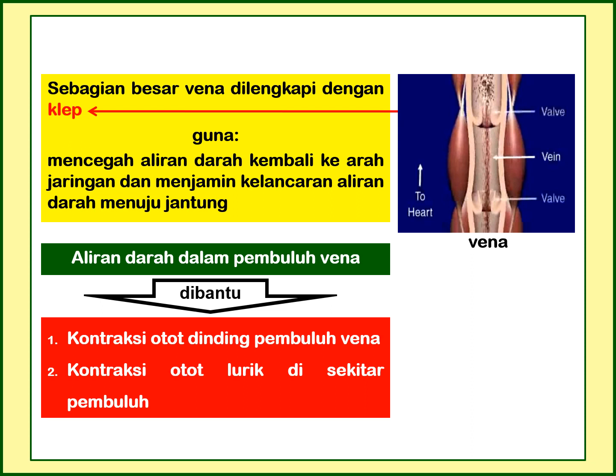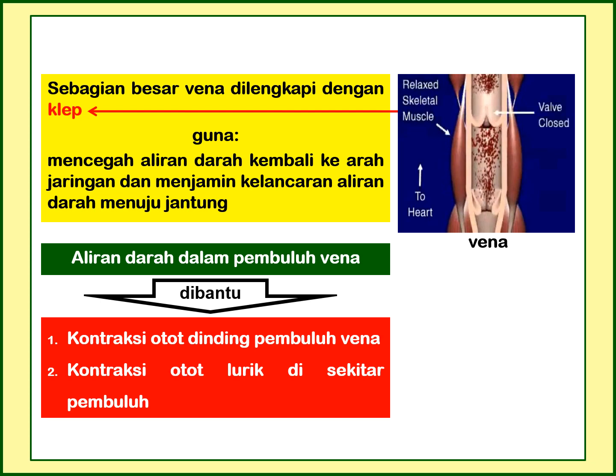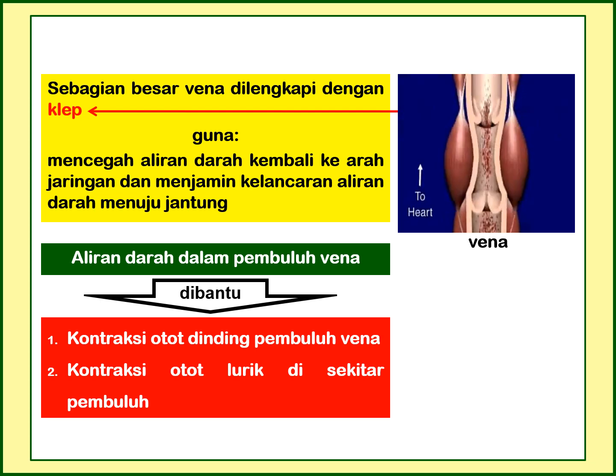Veins contain one-way valves that work in conjunction with skeletal muscles. When the skeletal muscles contract, the valves open, and blood is forced toward the heart. When the skeletal muscles relax, the valves close to prevent the backflow of blood away from the heart.